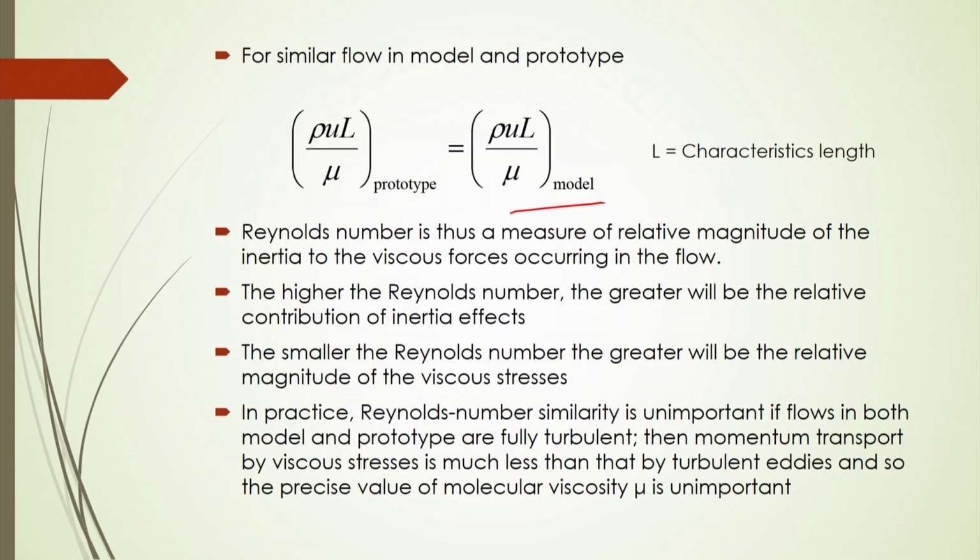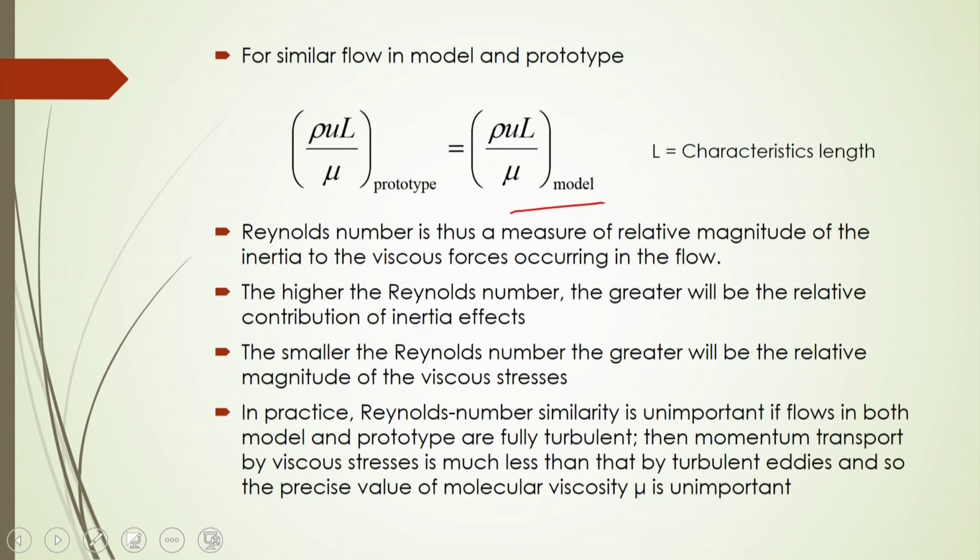And for a smaller Reynolds number, you can use higher viscosity, and also lower density liquid, low velocity, and small characteristic length. So, the smaller the Reynolds number, the greater will be the relative magnitude of the viscous stresses. So, either way you can keep this ratio constant by increasing the viscous force or decreasing the inertia force.